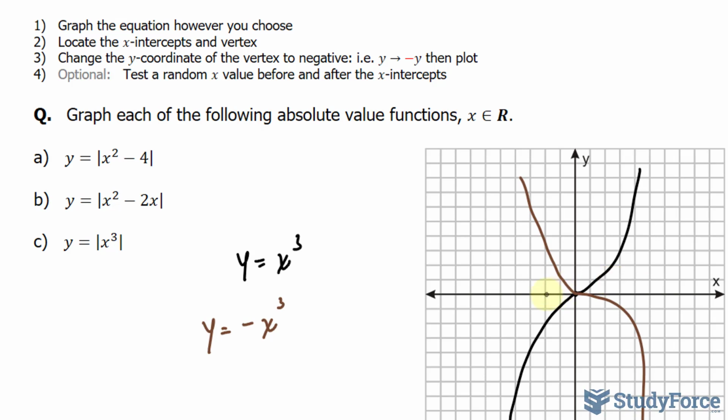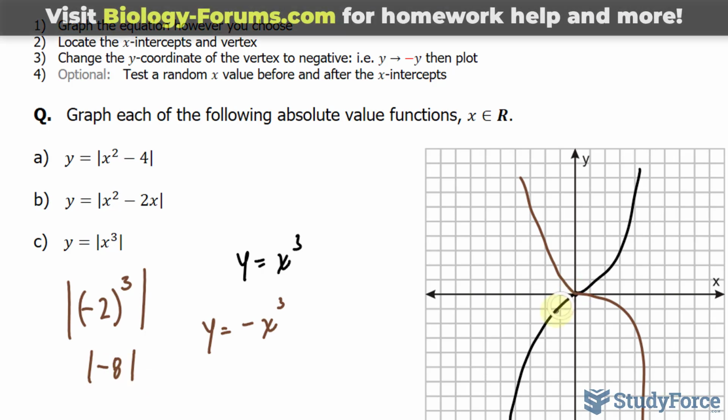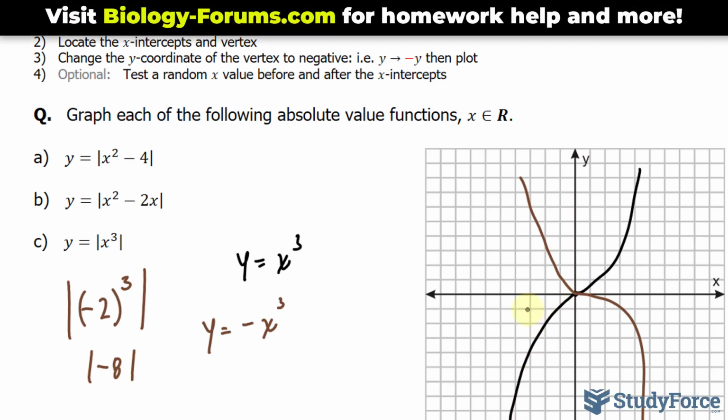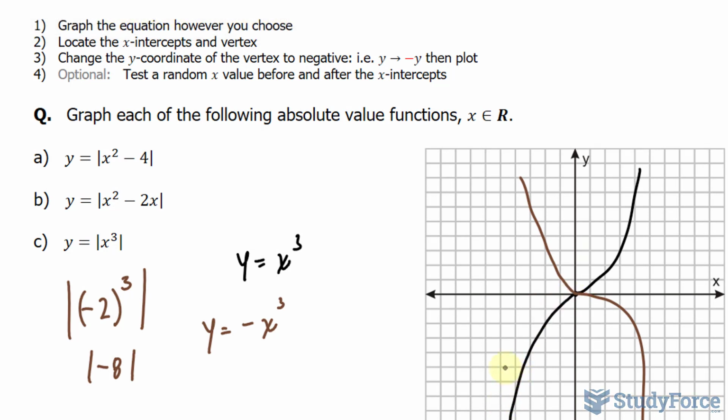So if I were to select, let's say, negative 2 and placed it into here, I get negative 2 to the power of 3. Negative 2 raised to the power of 3 is negative 8. And the absolute of negative 8 is positive. So anything with a negative y output doesn't exist. This tail end shouldn't be there.